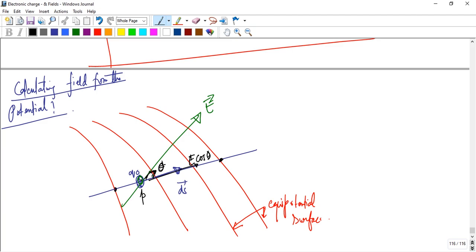The test charge q naught moves in the displacement ds direction. On an equipotential surface the potential V is the same. We draw these surfaces for an assembly of charges, and the electric field lines are perpendicular to the surface.